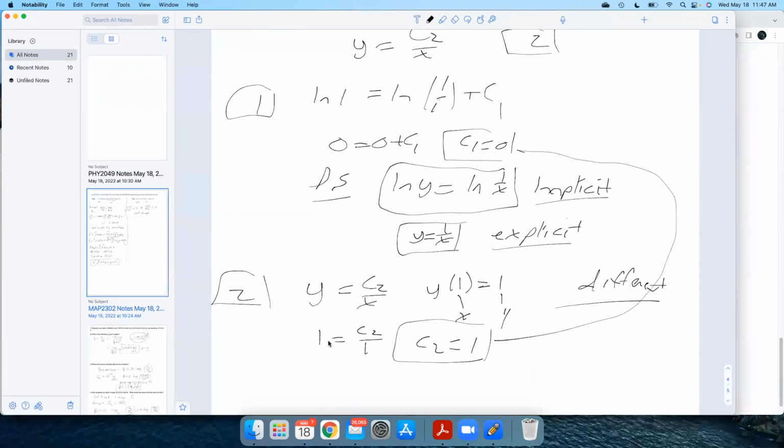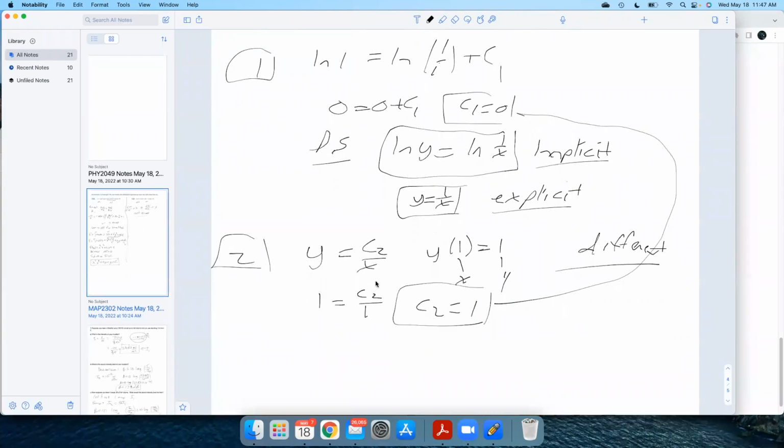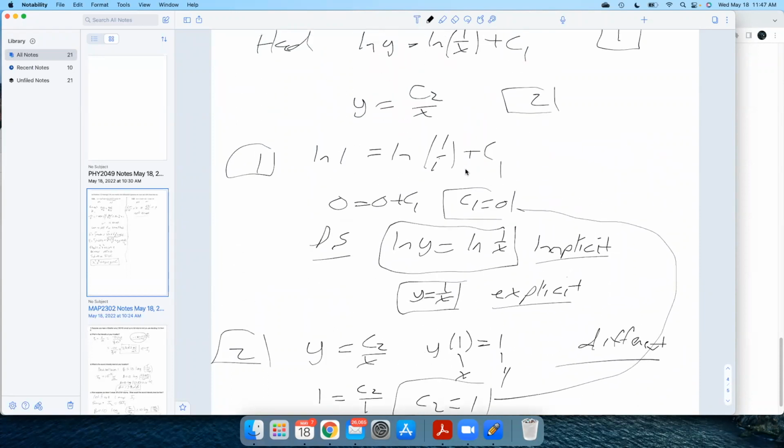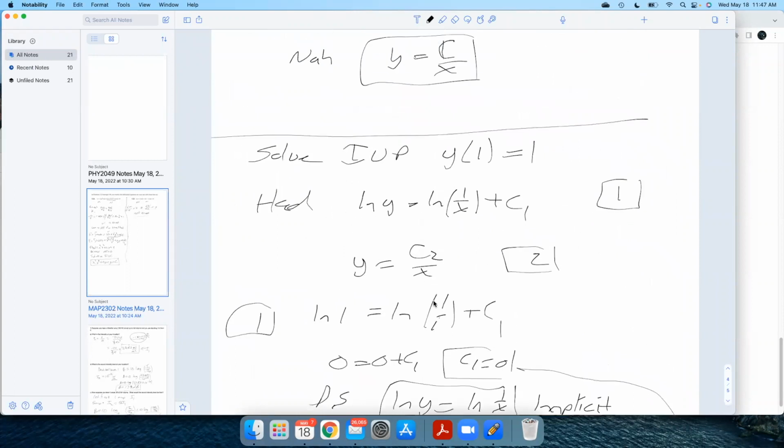However, plug it in. What's my solution? Plug in C2 equals 1. I still get y equals 1 over x. I still get the same answer. So it doesn't matter. I don't have to go through the trouble of saying, well, that's C1 and that's C2.